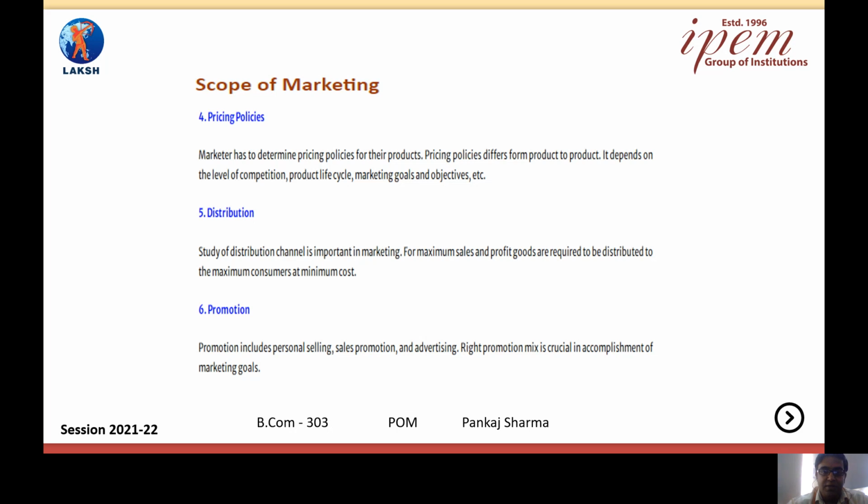Pricing policies: the marketer has to determine various pricing policies for their product. Pricing policies differ from product to product and depend on the level of competition, product life cycle, marketing goals and objectives, etc. Distribution: study of distribution channels is important in marketing. For maximum sales and profit, goods are required to be distributed to the maximum number of consumers at minimum cost. Promotion includes personal selling, sales promotion, and advertising. The right promotion mix is crucial in accomplishing marketing goals.